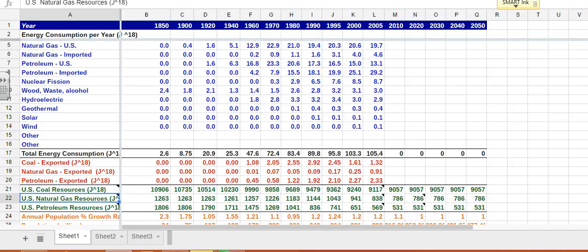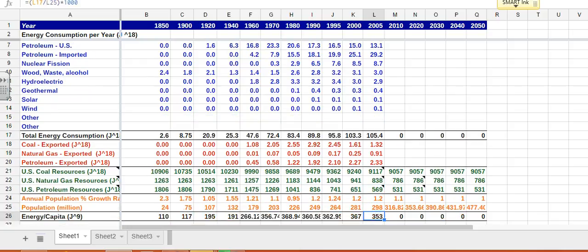Then down here in the green is the amount of resources that are present in the country right now. You'll notice our reserves of coal have been steadily decreasing from 1850 to 2005. And it will continue to decrease if you put a big emphasis on coal. As you start filling in numbers, those numbers are automatically going to go down. Same with natural gas, same with petroleum. Then down here, these numbers shouldn't be here either.